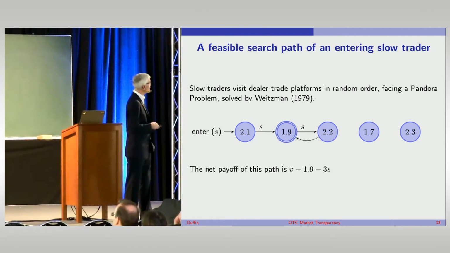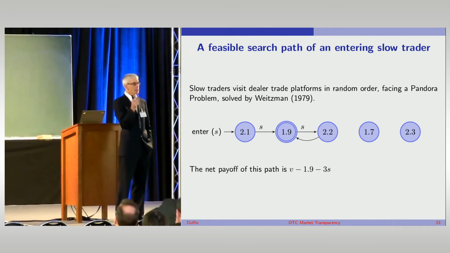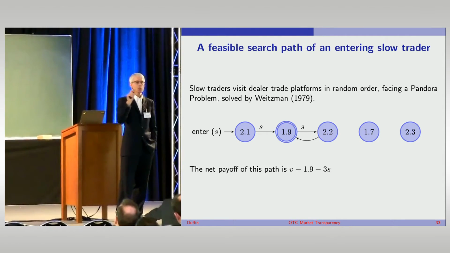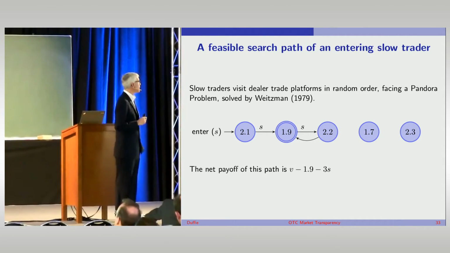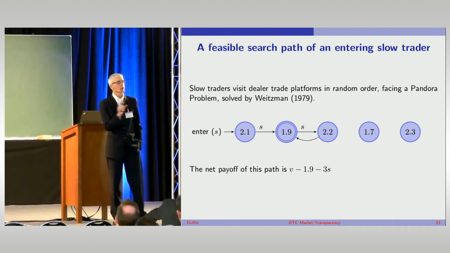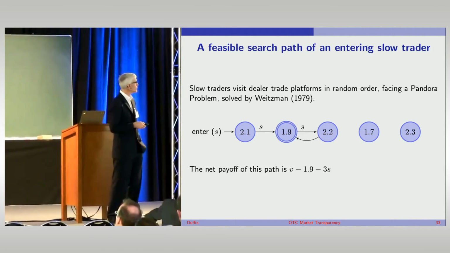If I were to have taken this search path, what would have happened? I would have acquired the kilogram of copper, which is worth V, a constant, which doesn't depend on who I am. I would have paid 1.9 euros to get it, and I would have incurred 3 search costs. So that's my payoff function. This isn't necessarily the right thing to do.